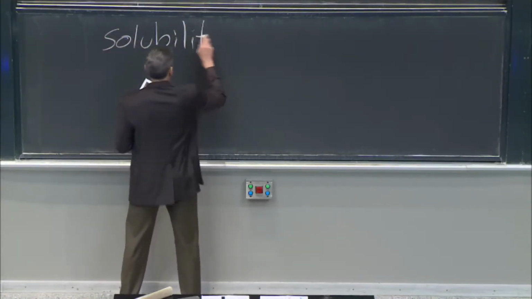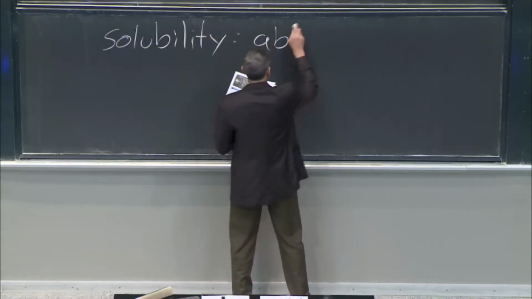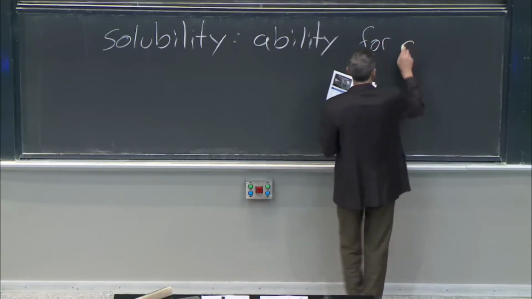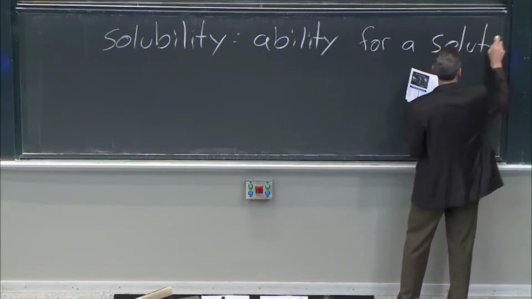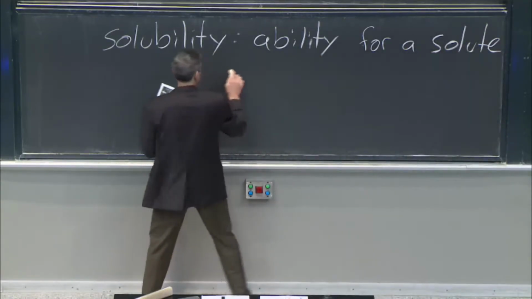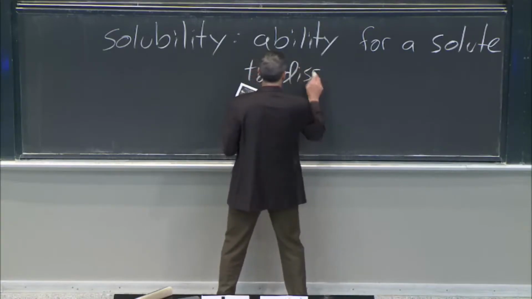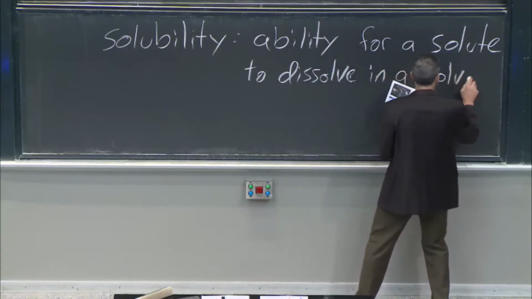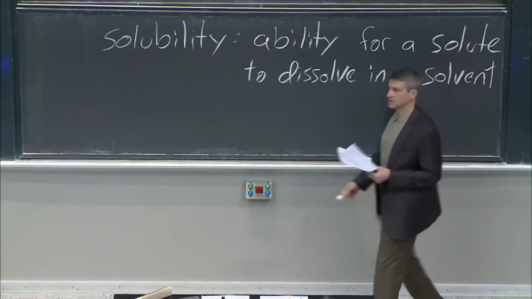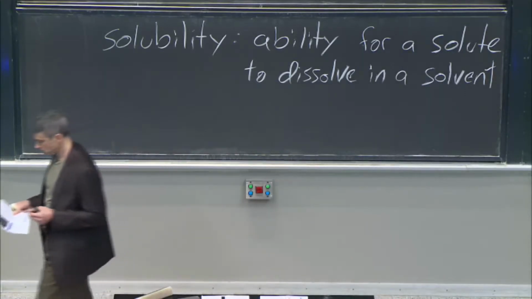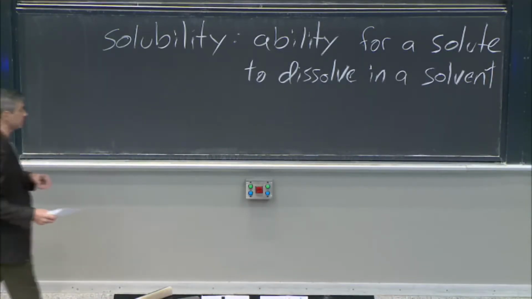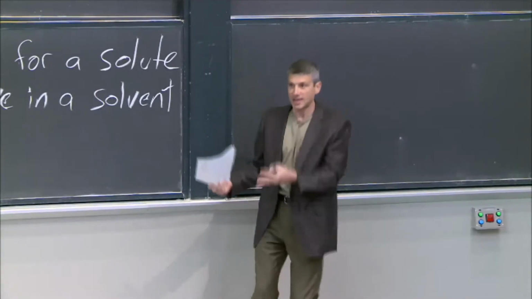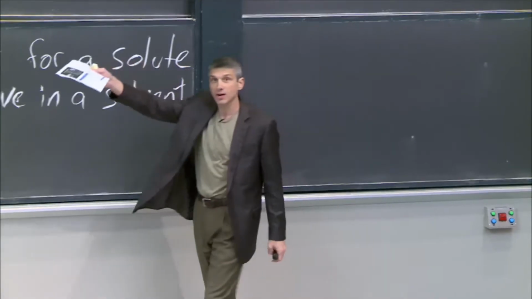Solubility. Okay, so solubility is kind of what it sounds like. The ability for a solute, that's the thing we're dissolving, to dissolve in a solvent. That's the thing we're trying to dissolve it into. That's the solubility. And we'll be talking about the maximum solubility in just a few minutes, which is what we often mean when we say, what's the solubility? Well, that's what's listed here, the maximum, right?